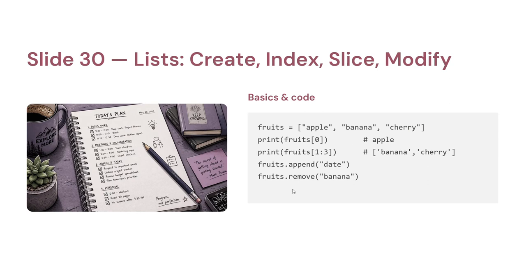Removing items, we use remove. Here we have written remove banana. So the banana will get removed. Real world uses of list. Lists are everywhere. Shopping cart items, student names, product list, marks, contact list. Whenever you have multiple related values, a list is often the first choice.